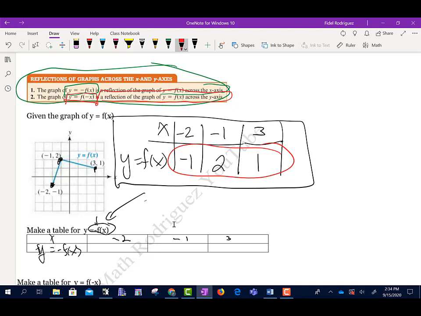So this here will be a positive 1, this will be a negative 2, this will be a positive 1, okay? Now, I'm going to show you something visually, so that we get an idea of what I'm doing other than just following some basic rule. So I'm going to graph this in red.